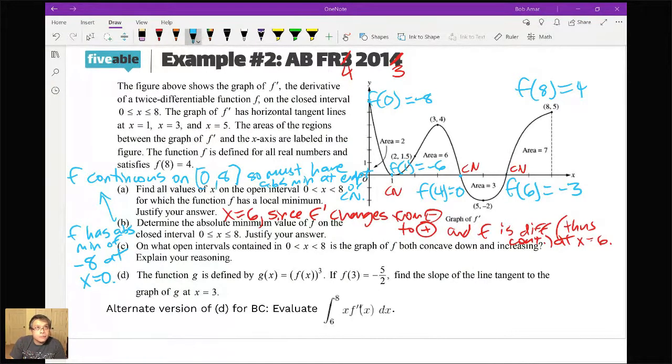Okay. All right. On what open intervals contained in the... Okay. Well, hang on. How am I getting the y values? All right, so I'm told that f of 8 equals 4. Okay, so this might help.